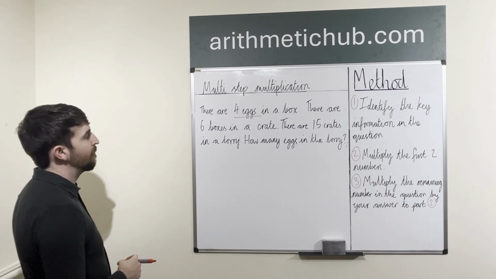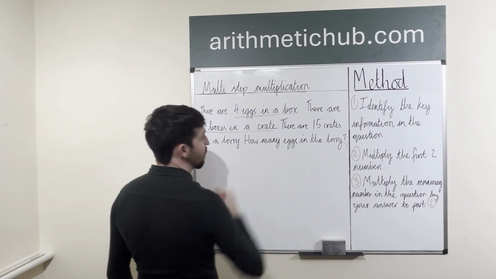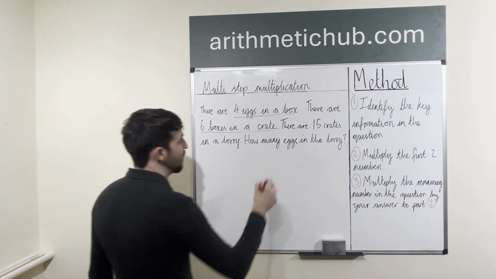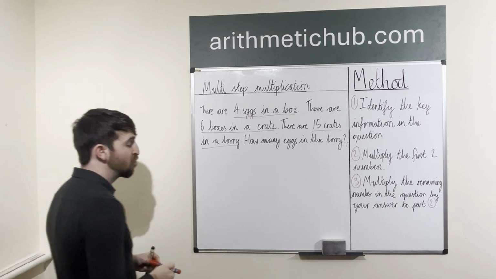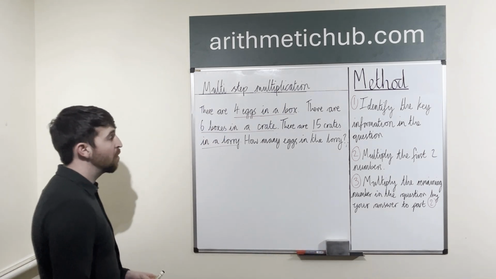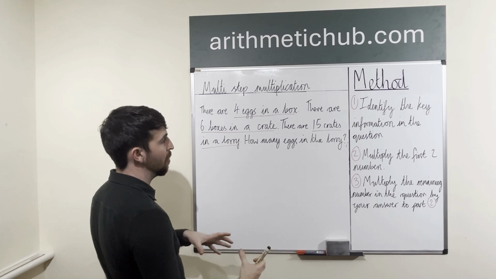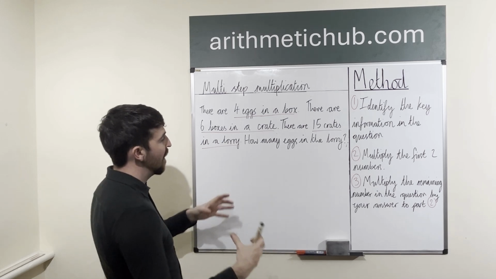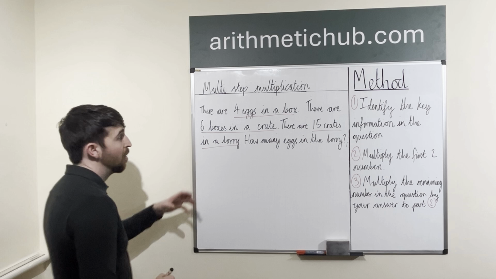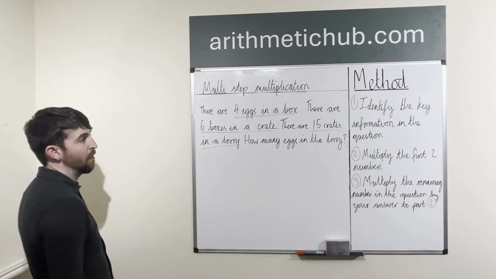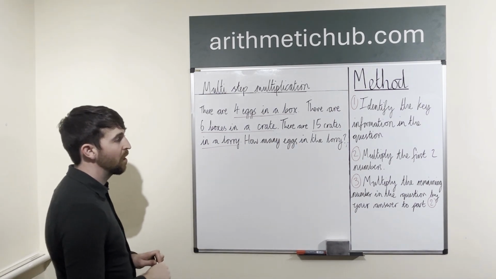So, let's have a look at it again. 4 eggs in a box, 6 boxes in a crate, 15 crates in a lorry. How many eggs are in the lorry? So we're looking for the total amount of eggs in the lorry. We have to imagine the eggs start off as individual eggs, then 4 of them get put together in a box, then the boxes get put together in a crate, and then the crates get put into a lorry, and it wants to know the total amount in the lorry. So our key information here: 4 eggs in a box, 6 boxes in a crate, 15 crates in a lorry. We need to work out the total amount of eggs in the lorry.